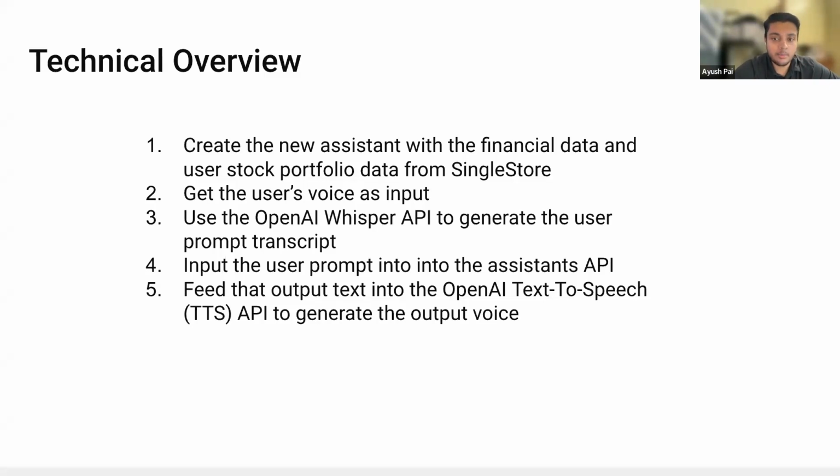Actually, let's go over a technical overview before we go into the nitty-gritty details of how this actually works. This overview will provide a bird's-eye perspective of how the system operates. So the first step is assistant creation. We need to initiate the process of crafting our specialized assistant, which uses the financial data and the individual user stock portfolio insights. And this can be done with SingleStore, and the foundational step equips the assistant with a robust understanding of the financial landscape.